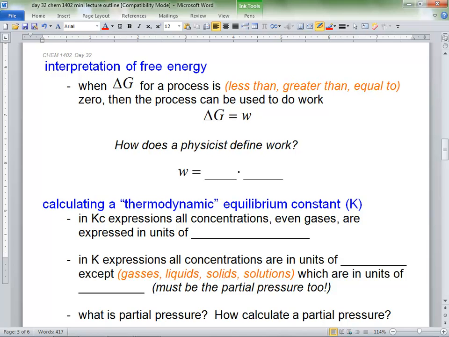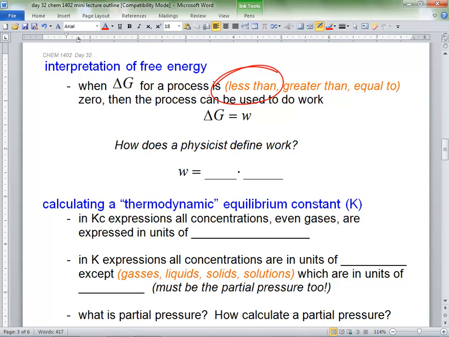Interpretation of free energy. When delta G, Gibbs free energy for a process, is what, Vanessa? Is less than 0. We can do work. Exactly. It has to be natural. Because if it's not natural, how can you use it to do work?